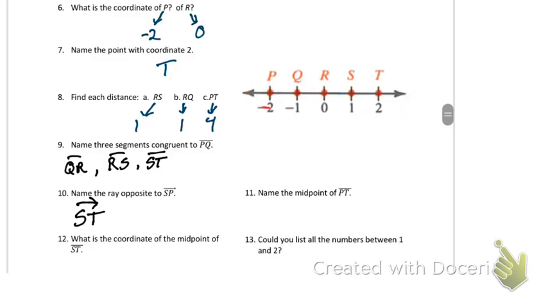Name the midpoint of PT. So that's that point that cuts P and T in half. So we just look at the distance from P to T. The distance from P to T we already said was 4. So cutting it in half is going to be 2 units on either side. It's going to be point R or 0.